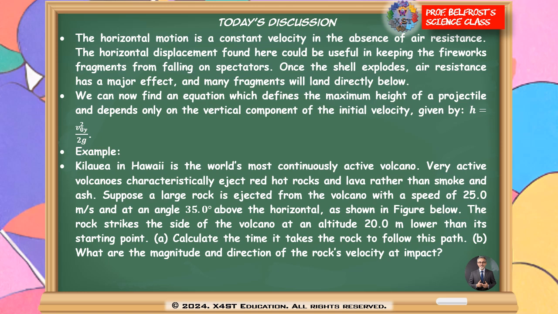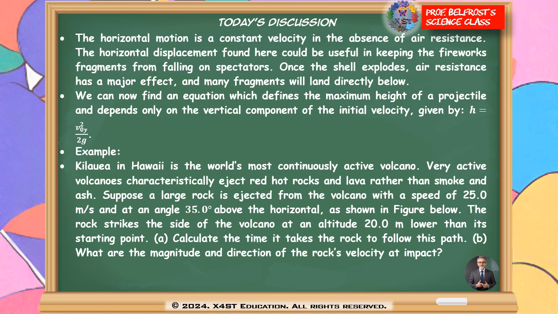Now we can also find the maximum height of our projectile by depending only on the vertical component of the initial velocity, and this is given by h equals v0y squared divided by 2g. I want you to derive this formula by yourself by utilizing the formulas that we have found before, and I will not show it here. Let's dive into the example.